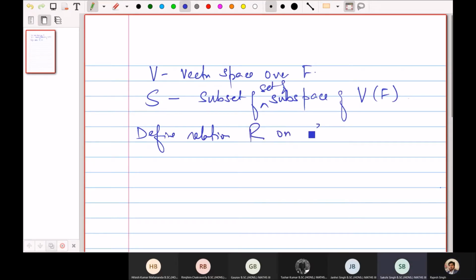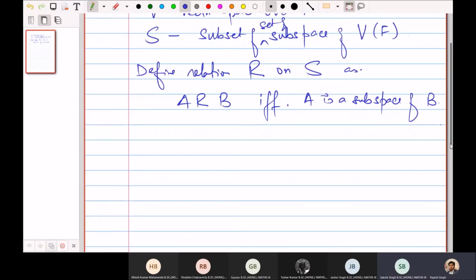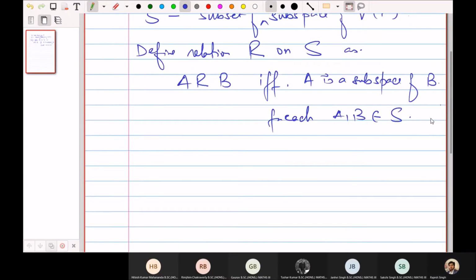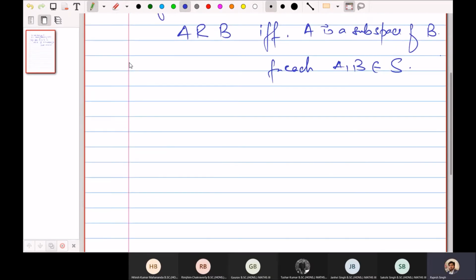R on S is defined as: A is related to B if and only if A is a subspace of B, for each A, B belonging to S. So can someone prove why this R is a partial order relation? So why is it reflexive?